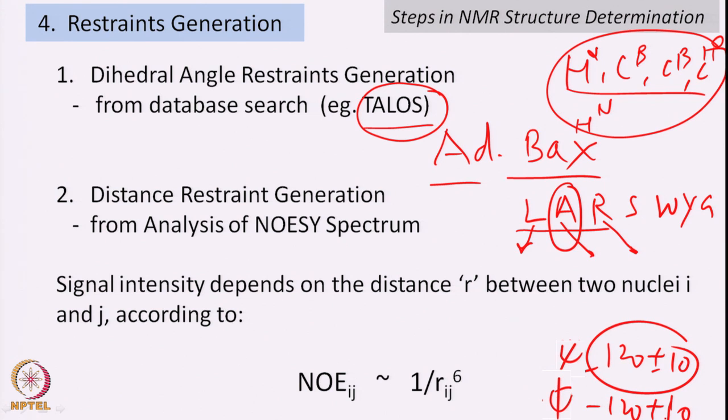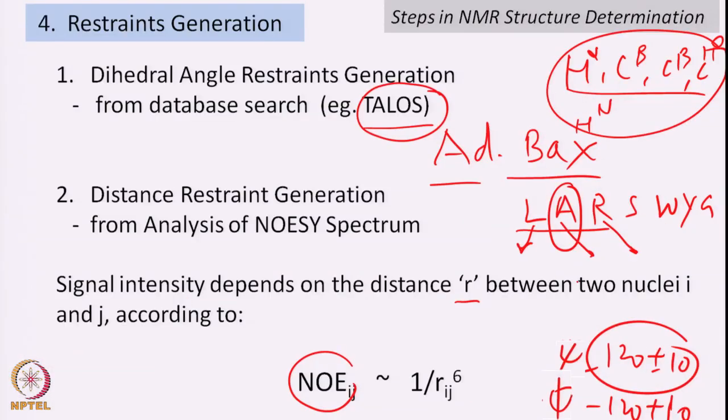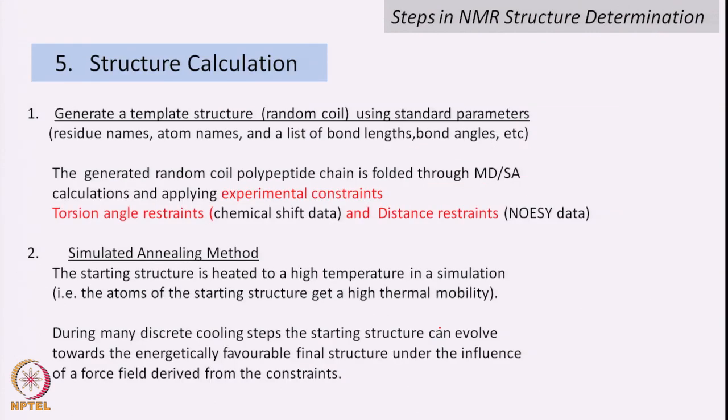Now, as we have seen, the NOE intensity from each of the peaks that has appeared depends upon the distance r. So, if we determine the intensity of these peaks that we had earlier here, now we know that these peaks come from the correlation of which two protons from two different amino acids, we can find out the distance of those amino acids. So, the intensity of NOE between I and J H peak depends upon 1 by r to the power 6, and that actually gives you the distance correlation.